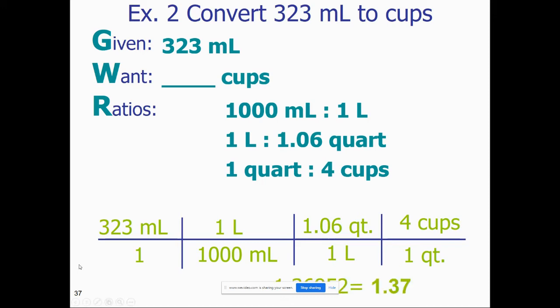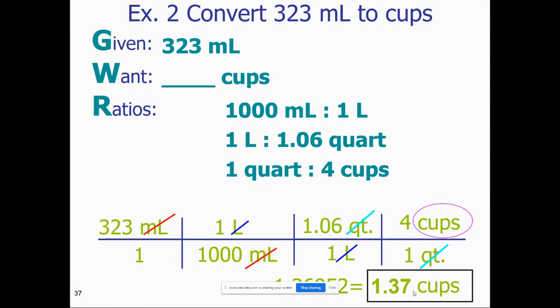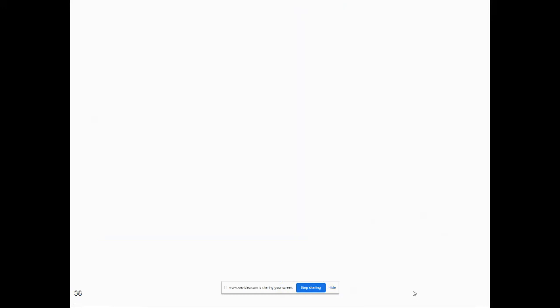When we do this, our milliliters canceled out, our liters canceled out, our quarts cancel out. What unit are we left with? Cups. And that is what we're trying to find. Okay, so we enter this into our calculator, and we get 1.36052, but we need to go to 3 significant figures. So you have 1.37 cups. Make sure you enter it in your calculator and see if you can get that number.